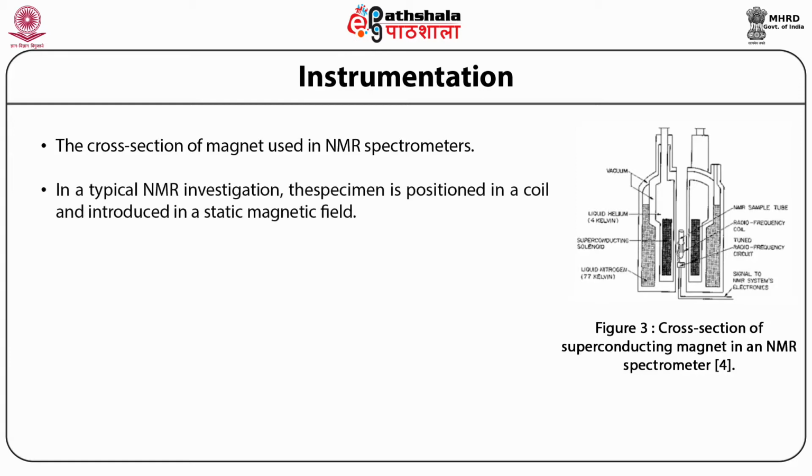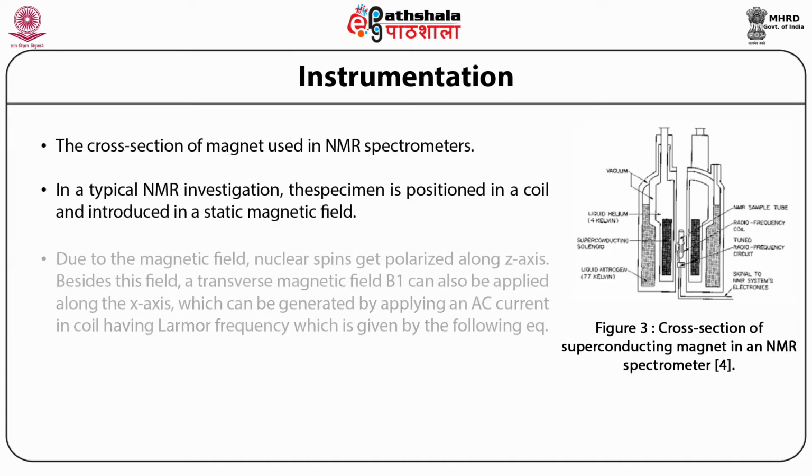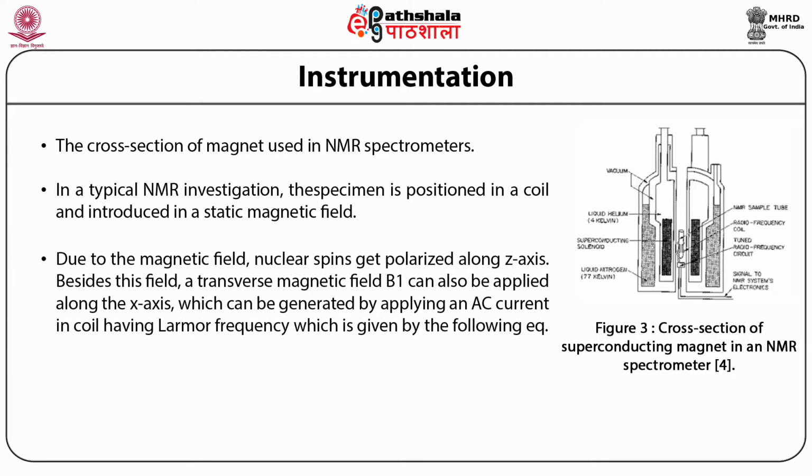In a typical NMR investigation, the specimen is positioned in a coil and introduced in a static magnetic field as shown in figure 4. Due to the magnetic field, the nuclear spins get polarized along the z-axis, and besides this field, a transverse magnetic field B1 can also be applied, which can be generated by applying an AC current in the coil at the Larmor frequency, which is given by omega L equal to gamma n into B naught.